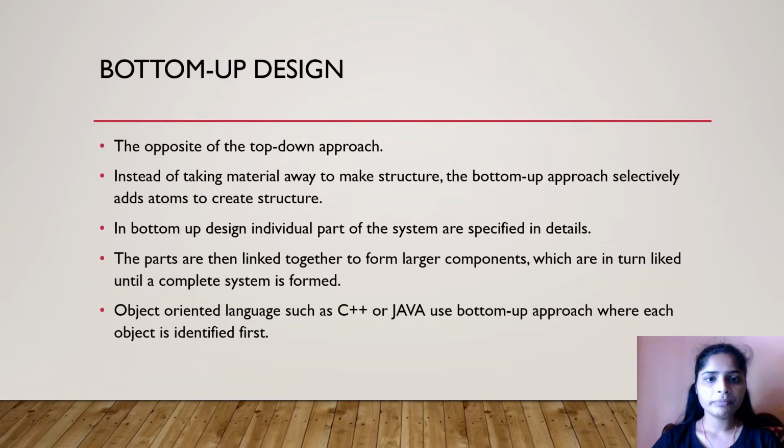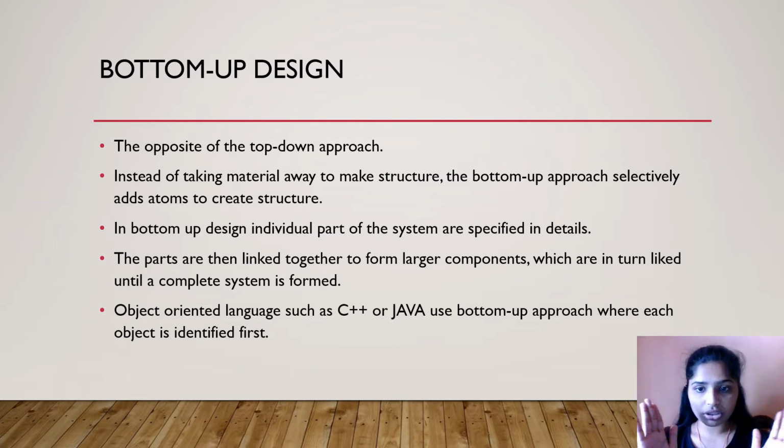Next we will see bottom up design. The bottom up approach is the opposite of the top down approach, which we already saw. Instead of taking material away to make a structure, the bottom up approach selectively adds atoms to create a structure. In bottom up design, individual parts of the system are specified in detail. Then the parts are linked together to form larger components, which are in turn linked until a complete system is formed.